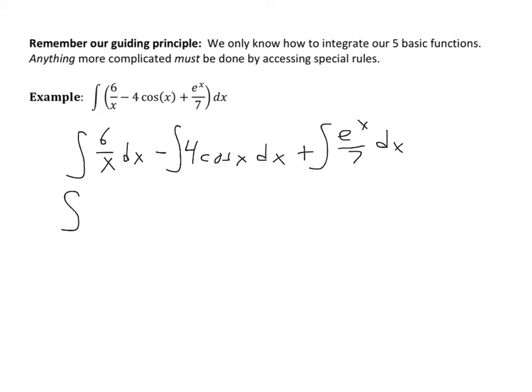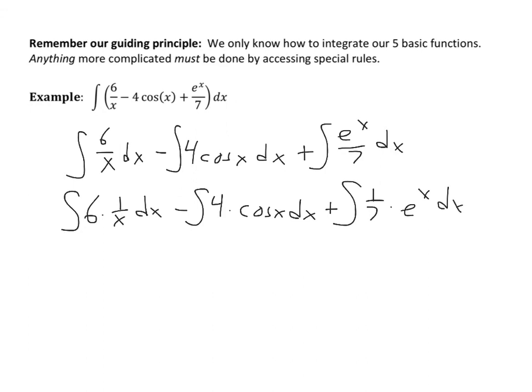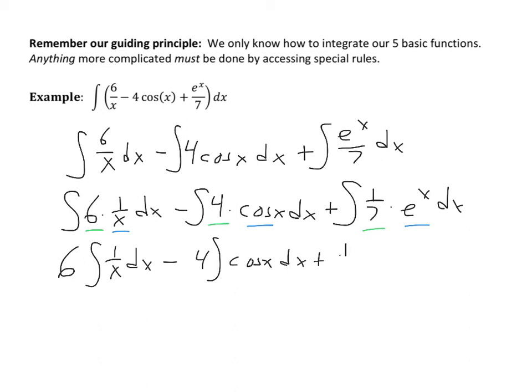In the next part, I'm going to write these as the constant times the function that I see. Similarly here, this is clearly 4 times cosine x dx. And this last one is 1/7 times e to the x dx. Now, each one of these things is a constant multiplied by some function that we know how to take the integral of. So my constant multiple rule tells me, all right, I'm allowed to take that constant 6 and bring it outside. I'm allowed to take this constant 4 and bring it outside the integral. And I'm allowed to take this last constant 1/7 and bring it outside of the integral.